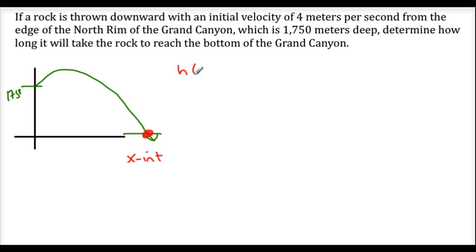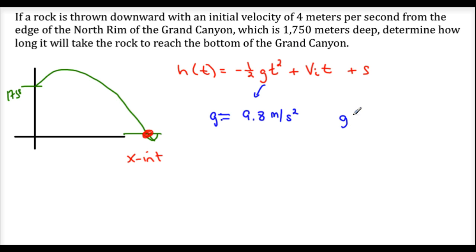Okay, so here's our formula: h of t equals -1/2 g t squared plus, I know in science right now you're using vi, t plus s. G, what's g? Gravity. There's 2 measurements for gravity we're going to use. The first measurement is what you're already used to, 9.8 meters per second squared. Or gravity is going to equal 32 feet per second squared.